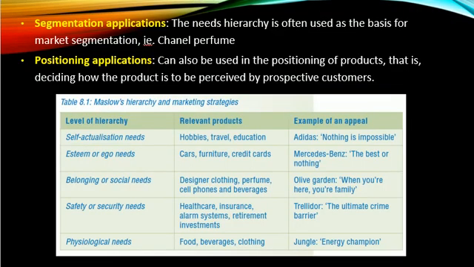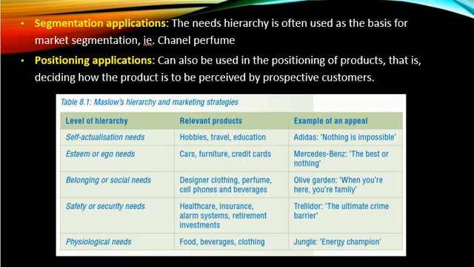Now, it's not just important for us as individuals to understand the different levels of the needs hierarchy. It's also important for businesses to assist them with segmentation. It's often used as a basis for market segmentation. It could also help with the positioning of your product in a market, because that is an indication of how the customers perceive your product.